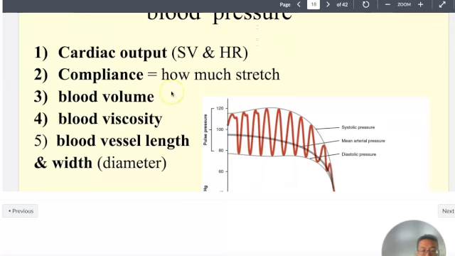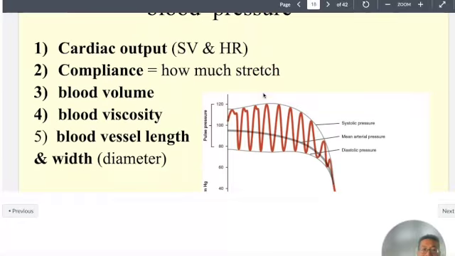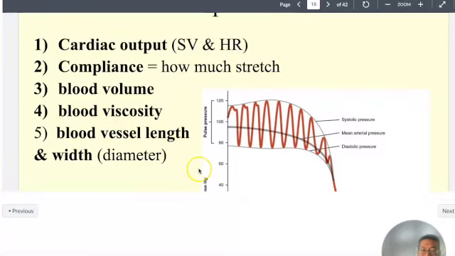Several terms we need to be familiar with. We already saw this term. Cardiac output is the stroke volume and the heart rate. Compliance is how much things can stretch, how much the blood vessel can stretch. Blood volume, we saw. Blood viscosity is how thick the blood is and how long the blood vessel is.